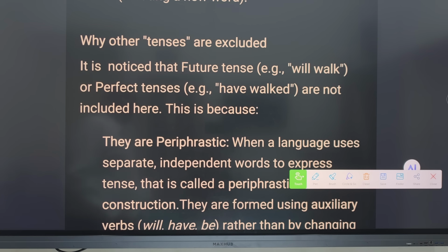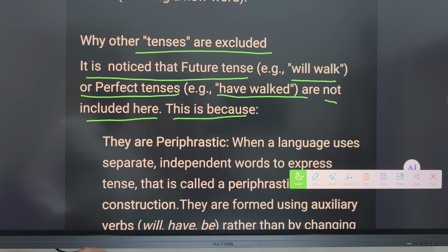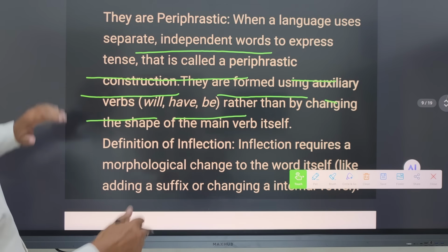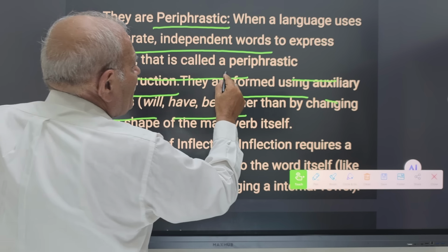So we have excluded all other tenses. It is noticed that future tense, will walk, or perfect tense, have walked, are not included here. Why have we not included these in tense? Because they are, use this word, periphrastic. When a language uses a separate independent word to express tense, that is called periphrastic.